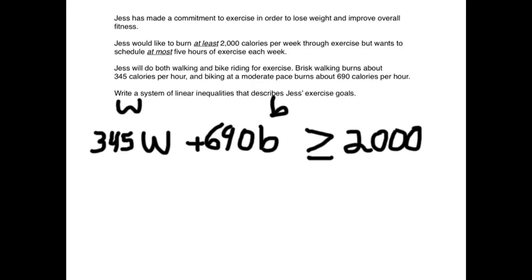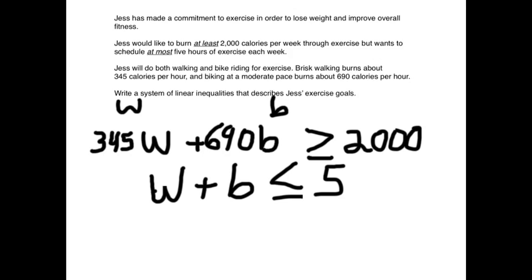So here we have one linear inequality in standard form. The other one is the one that confuses people because there are no coefficients on these. What we're doing is we've got to realize what our variables actually stand for. This right here, W, that's the number of hours she spends walking, plus B, the number of hours she spends bicycling. That has to be less than or equal to, that's what at most means, 5. Jess wants to spend 5 hours a week.